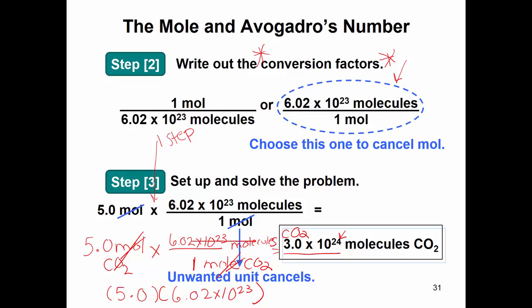Start with what you know, write that number and the unit down, and then make sure your units cancel and you're left on top with the units that you are looking for, or that you desire.